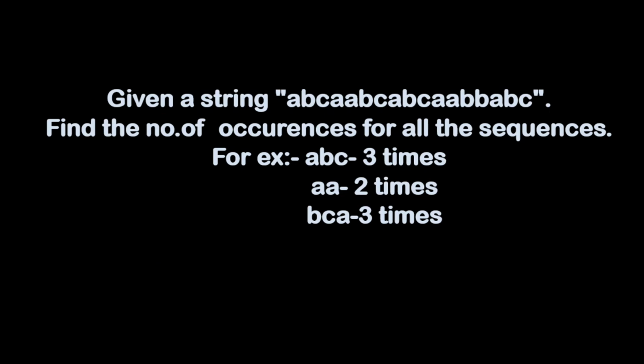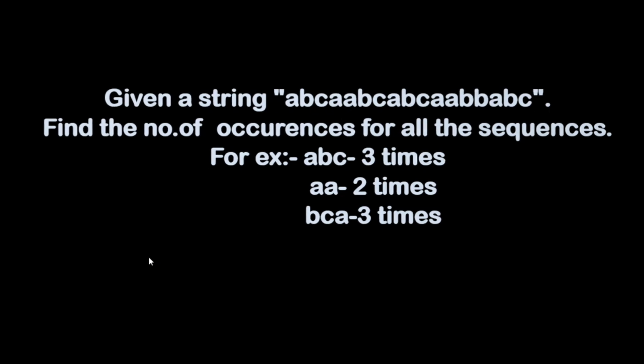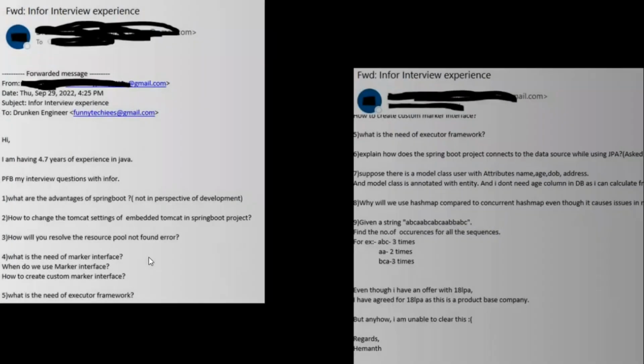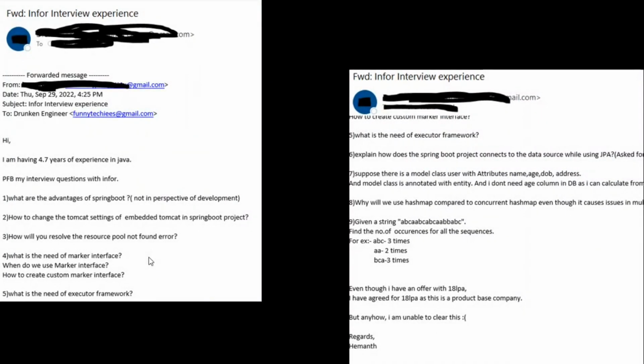So ideally, guys, these were the questions that were shared with us. This is a mail that we have received. On the left side, we can see the first five questions, on the right side, the next four. Even though I have an offer with 18 lakhs per annum, I have agreed for 18 lakhs per annum as this is a product-based company. But anyhow, I'm unable to clear this. So this subscriber friend was rejected. Maybe the interviewer was not happy with the way our subscriber friend answered. This might help someone in their interview preparation.